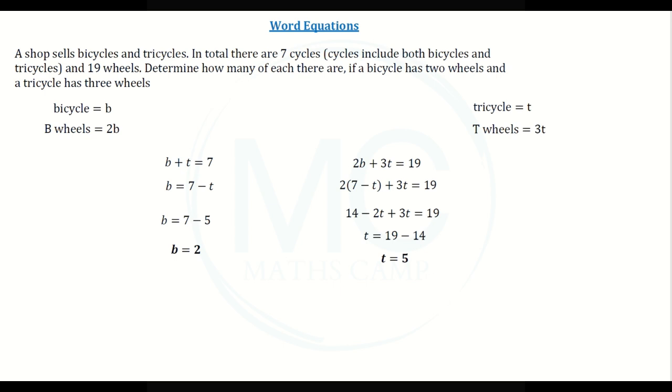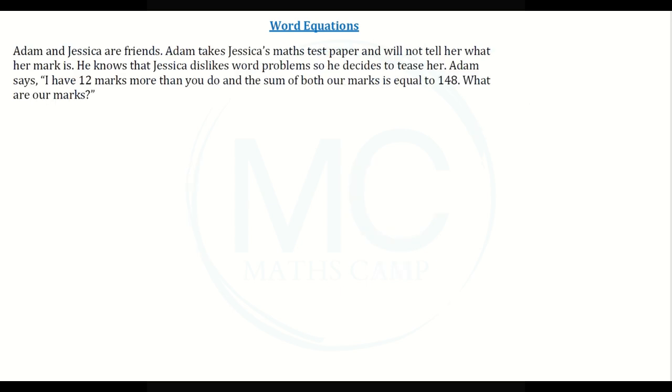So in the shop, there are 2 bicycles and 5 tricycles. Let's do another one. Adam and Jessica are friends. Adam takes Jessica's maths test paper and will not tell her what her mark is. He knows that Jessica dislikes word problems, so he decides to tease her. Adam says, I have 12 marks more than you, and the sum of both our marks is equal to 148.